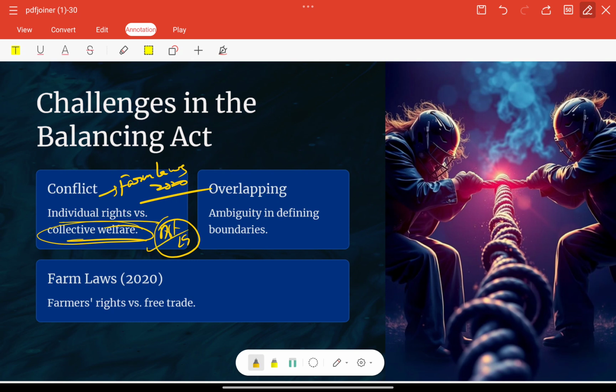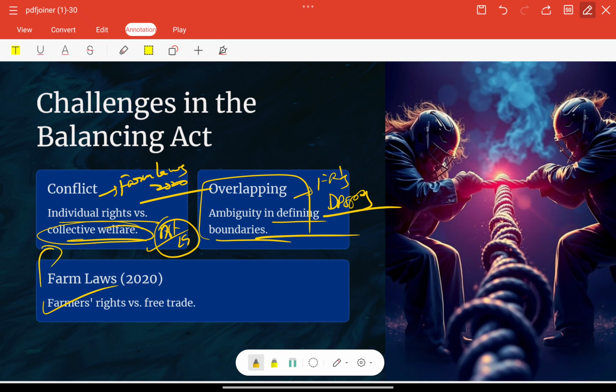Next, overlapping and ambiguity in defining boundaries is also very important here. Courts sometimes struggle to clearly define the boundaries between FRs and DPSPs, right? So this creates some confusion in the application of the law, right? That is the main challenge. Other than that, we can connect these farm laws here, right?